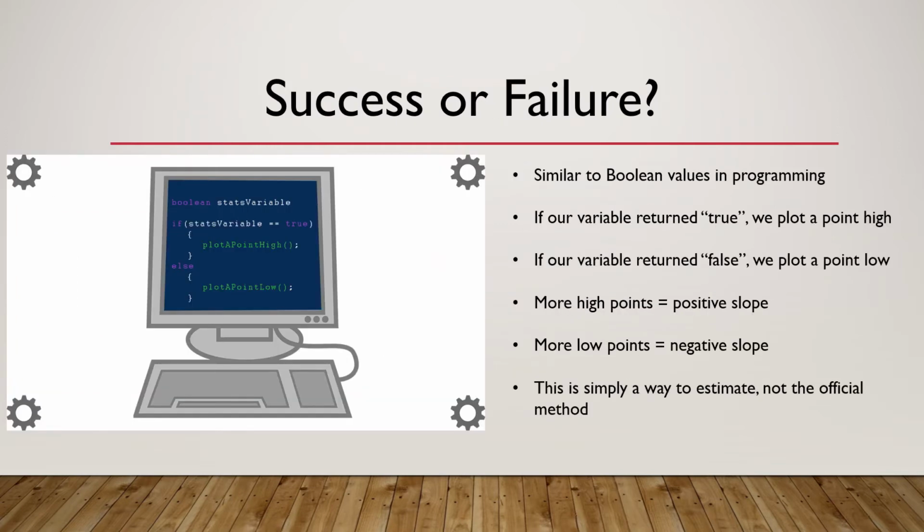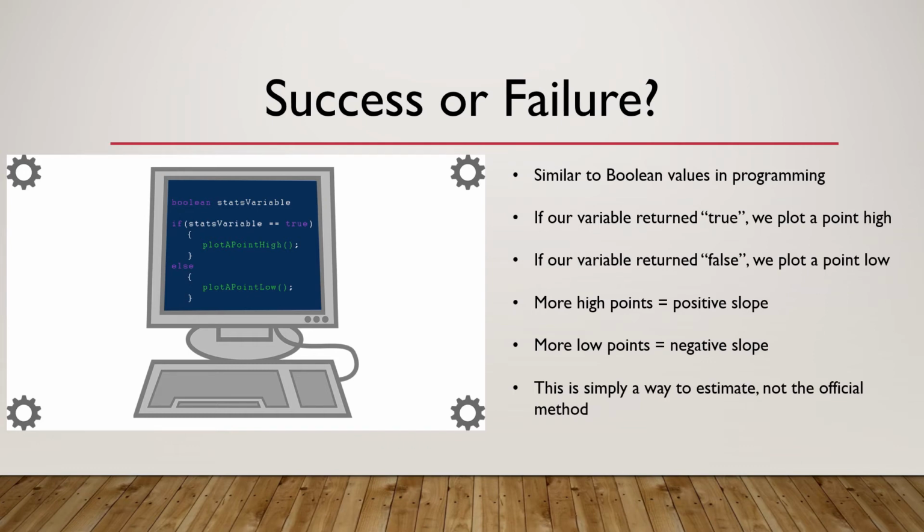If you are familiar at all with programming, this is kind of like a Boolean, or something that can only be treated as true or false, or, in this case, 1 or 0. This isn't the same method as the one explained before, but more of a rough estimation to help you understand the point. If the specific instance of our dependent variable we are checking is true, or a success, then we plot the point on the top of our graph. If it is false, however, or a failure, then we plot it at the bottom of our graph.